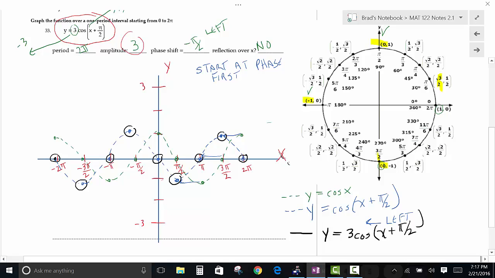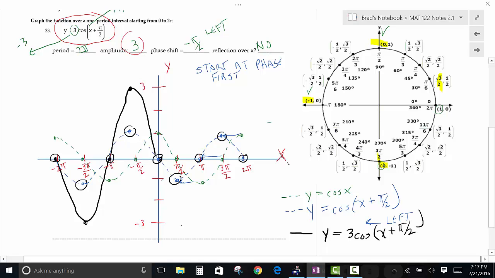So this point's going to stay the same. This point right here, -1 times 3 goes down to -3. This point here stays the same. This point here stretches up to 3. This point here stays the same. So if you go through and now connect these dots into the nice curves, that's what one period of that graph would look like. And then just go through the next things.